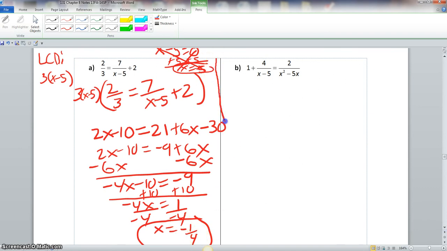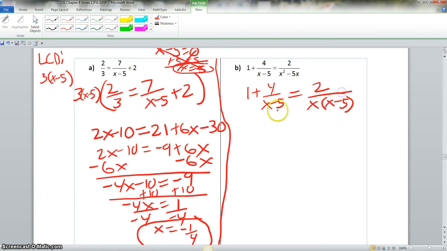Now let's go here to b. Now we look here. First of all, I would suggest that we take this x squared minus 5x and factor this. So we have 1 plus 4 over x minus 5 is equal to 2 over, we can factor out an x, and we'll be left with x minus 5. So if we look here, our LCD, when we look at our denominators, it's just x times x minus 5. So we would take that and multiply it by this whole equation.